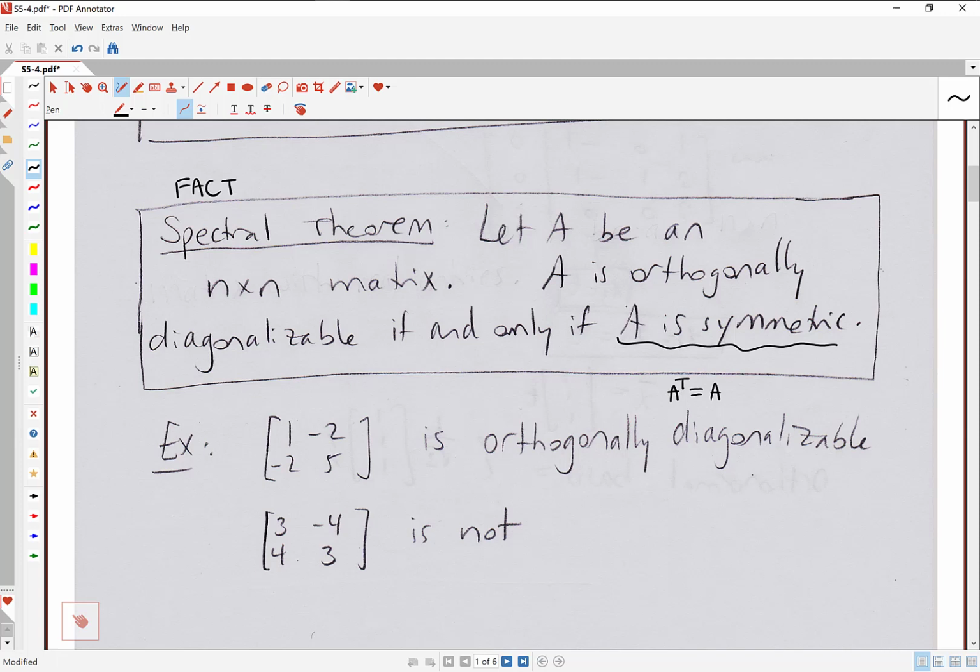So the spectral theorem gives us a really quick way of deciding whether we can orthogonally diagonalize a matrix or not. If it's symmetric, we can. If it's not symmetric, we can't. So to emphasize this, let's do a quick example. If someone gives us this matrix here, we'd look at that and say, yep, that's symmetric, therefore it's orthogonally diagonalizable. Whereas this matrix here, not quite symmetric. So therefore the matrix is not orthogonally diagonalizable.